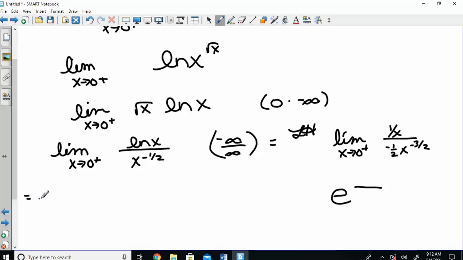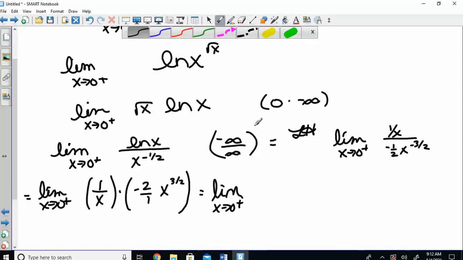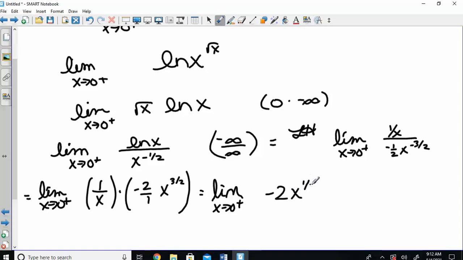So if we clean this up, okay, if I wanted to flip and multiply, that would be a negative 2 over 1. X to the negative 3/2. If I bring it up, it's a positive 3/2. So we get negative 2, x to the 3/2 over x would be x to the 1/2. Can we plug in now?